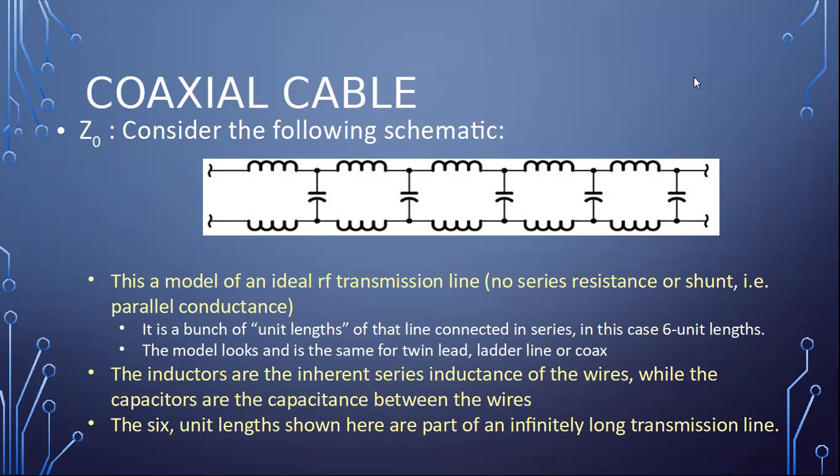The inductors are the inherent series inductance of the wires, while the capacitors are the capacitance between the wires. Anytime you have 2 conductors separated by an insulator, you have a capacitor, and it's capable of storing electrostatic charge. The 6 unit lengths here are part of an infinitely long transmission line. They like to do this modeling with infinite lines. It has some convenient effects. They're not realistic, but it allows us to do things with the mathematics that make things easy. Next.